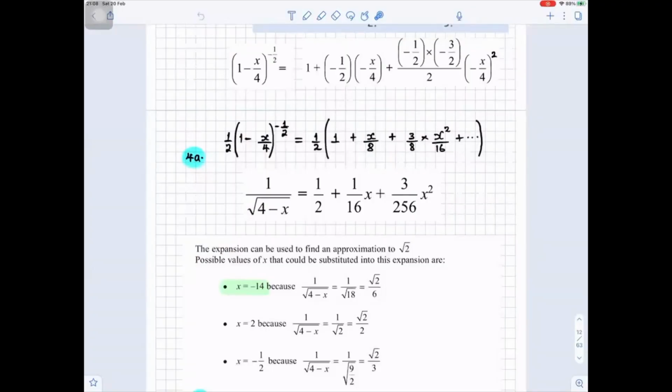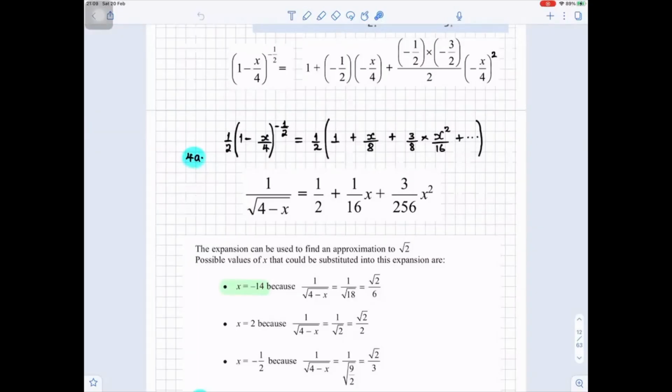And when we start to simplify that, we will have a half bracket 1 minus x over 8 plus 3 over 8 times x squared over 16. So that's what you get. And then when you multiply by the half, you get a half plus 1 over 16 x plus 3 over 256 x squared.